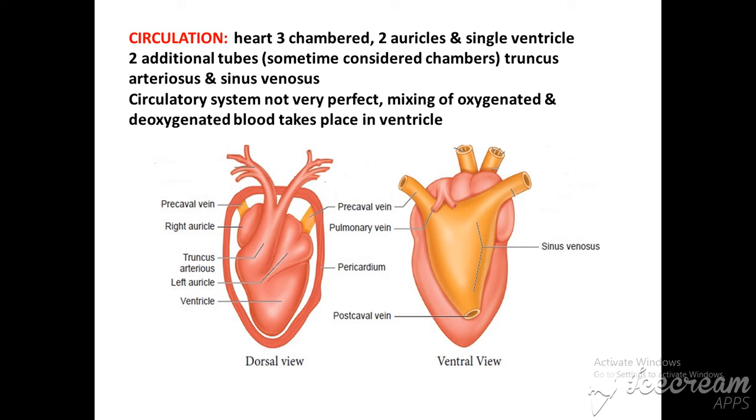The amphibia. The heart of the amphibians is 3-chambered: 2 auricles and a single ventricle are present. 2 additional tubes, sometimes considered as chambers, are the truncus arteriosus and sinus venosus. These are the 2 views of the heart, dorsal view and ventral view.